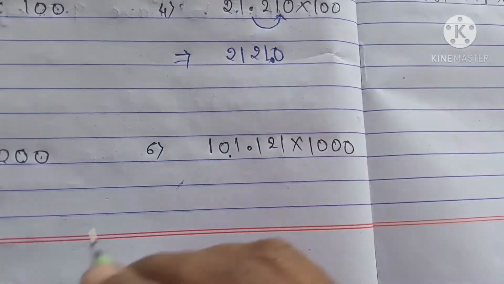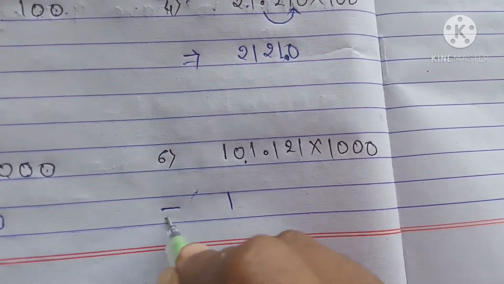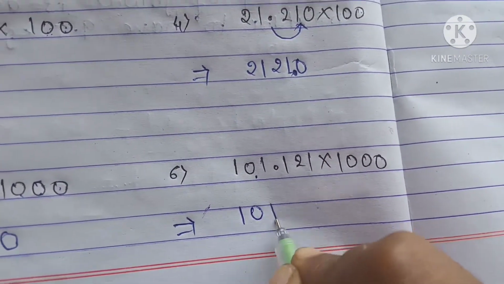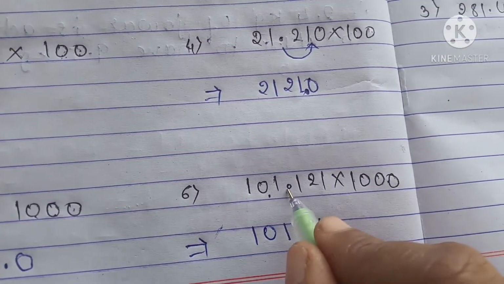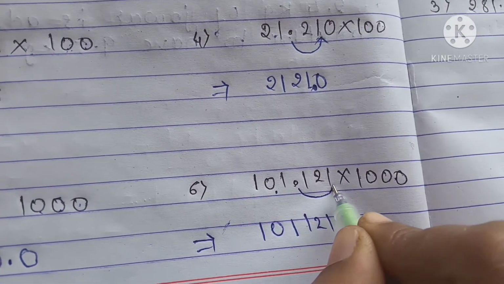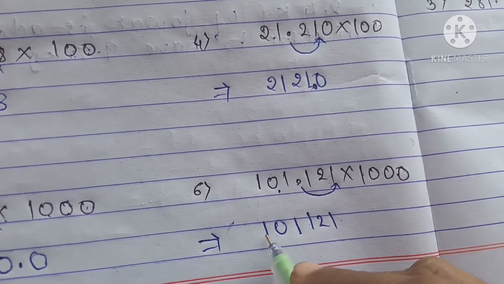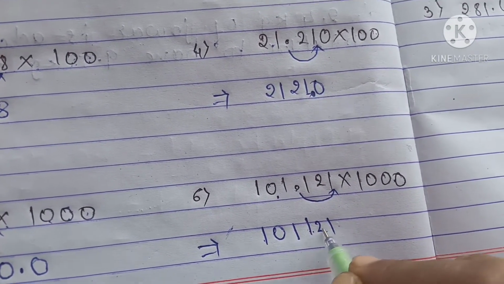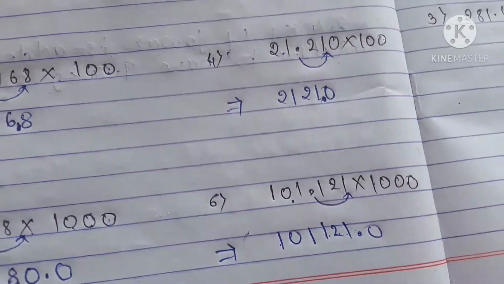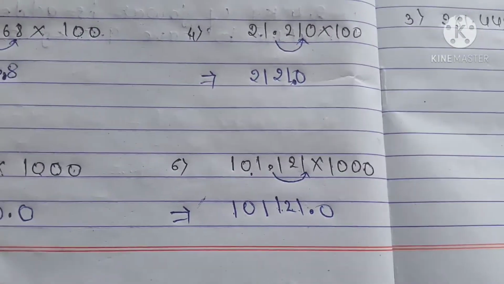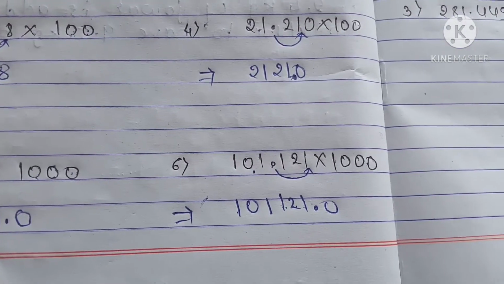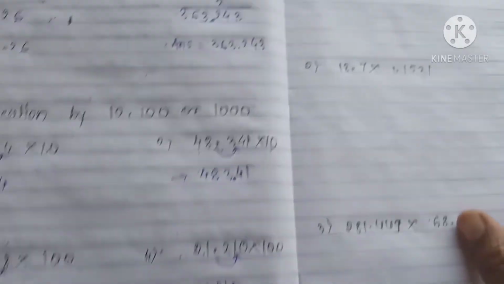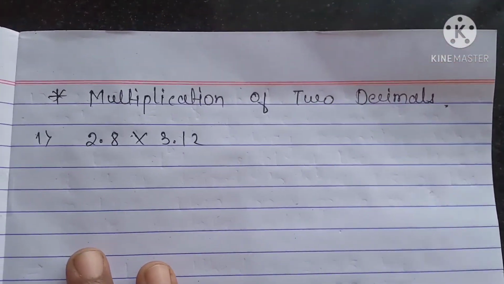Sixth one question, 101.121 into 1000. So write down all numbers, 101, 121. Total zeros are 3. Decimal point is there. So transfer this decimal point here. Then it will become 1, 2, 3 decimal point 0. So the answer will come 1,01,121.0.